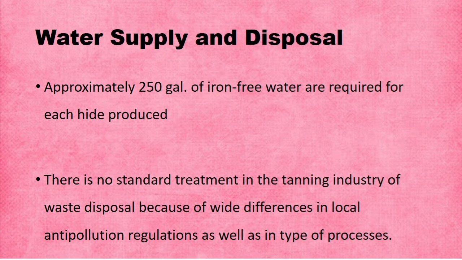Water supply and disposal. Since approximately 250 gallons of iron-free water are required for each hide produced, water supply and disposal are very important factors in tannery location. As in most other fields of industrial endeavor, there is no standard treatment in the tanning industry of waste disposal because of wide differences in local anti-pollution regulations as well as in type of processes. Because of the relatively high solids found in tannery wastes, some form of precipitation and sedimentation is usually included.